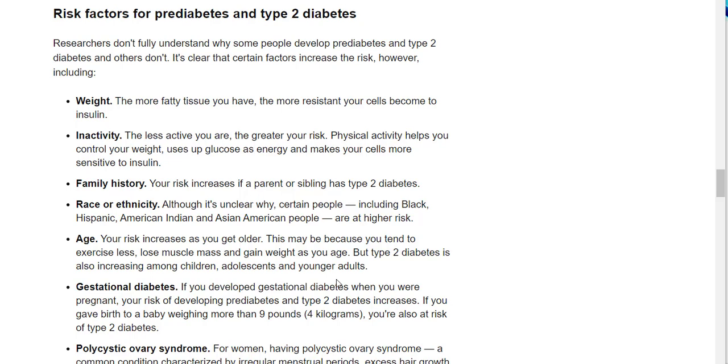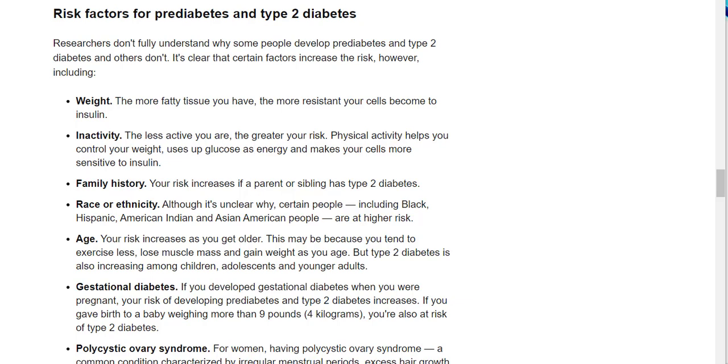Family history also increases the risk of developing prediabetes or type 2 diabetes. Race and ethnicity also sometimes can be indicators. Age, and as I mentioned, everything is sort of tied in, right? So the older the population gets, they tend to exercise less. We also naturally lose muscle mass as we get older and gain more weight. Again, we're not burning as much glucose, not using up as much glucose.